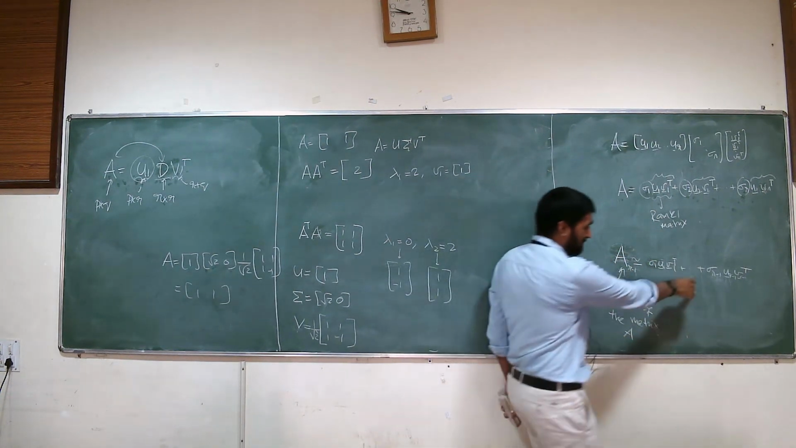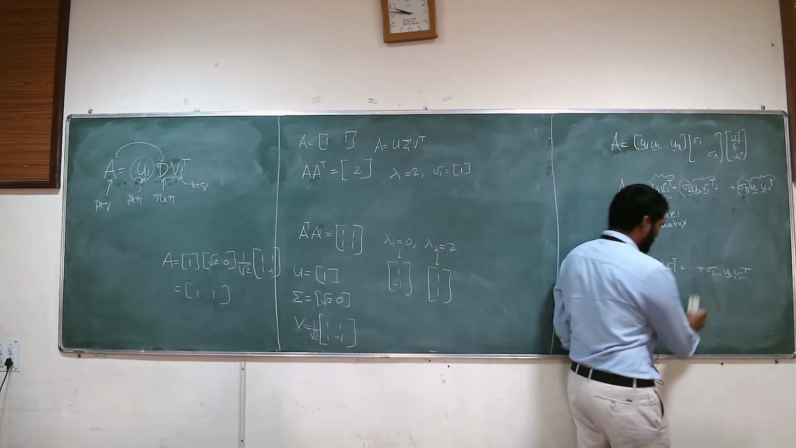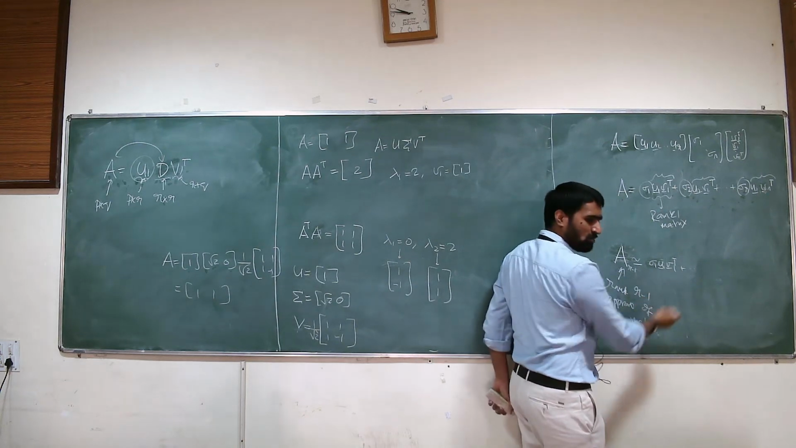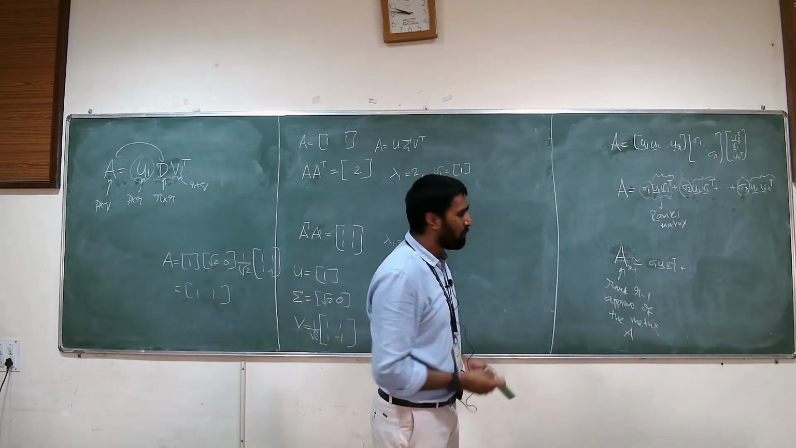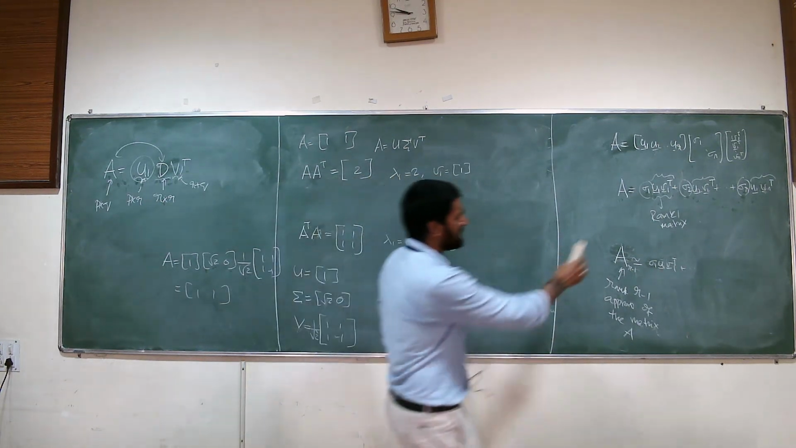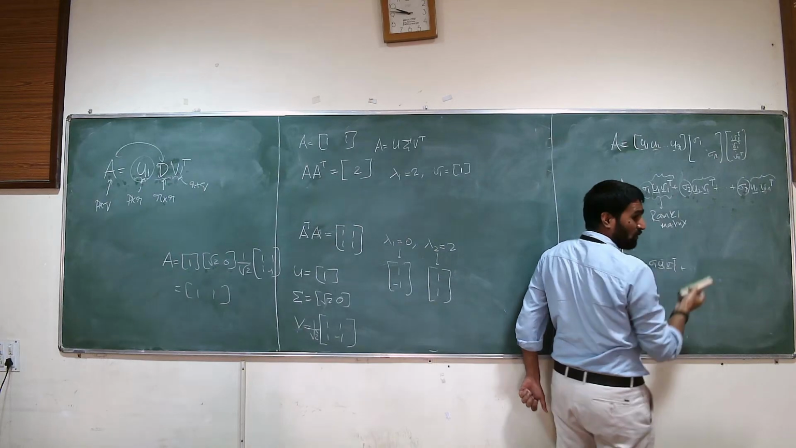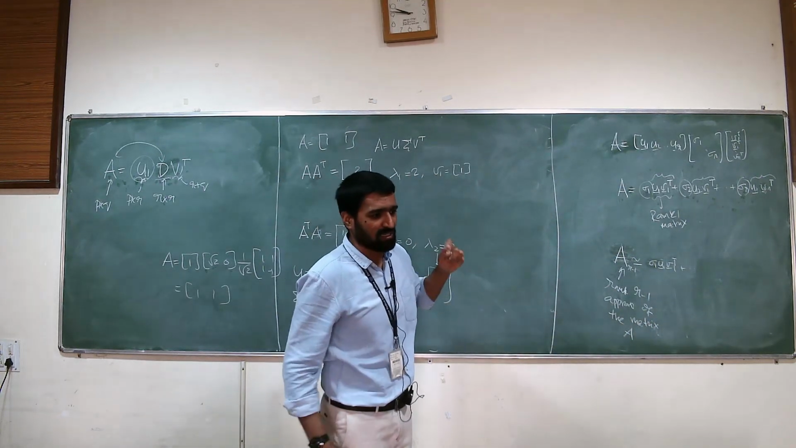Now, if sigma r minus 1 was also very small compared to sigma 1, then you can knock that out. Then you get a rank r minus 2 approximation. What if I wanted a rank 1 approximation of A? What can I do? Well, you keep only the first term, you remove everything else, and then you get a rank 1 approximation. Now the question is, how good are these approximations?